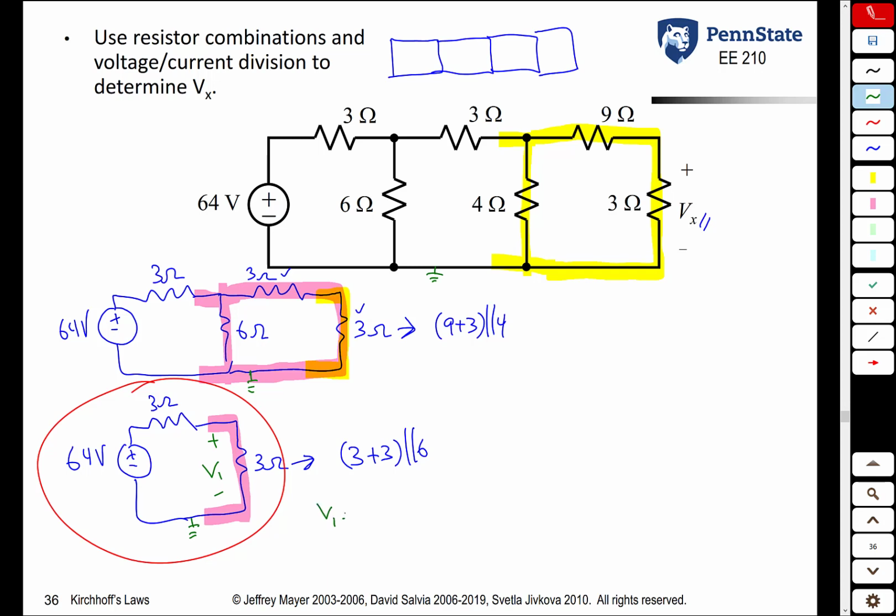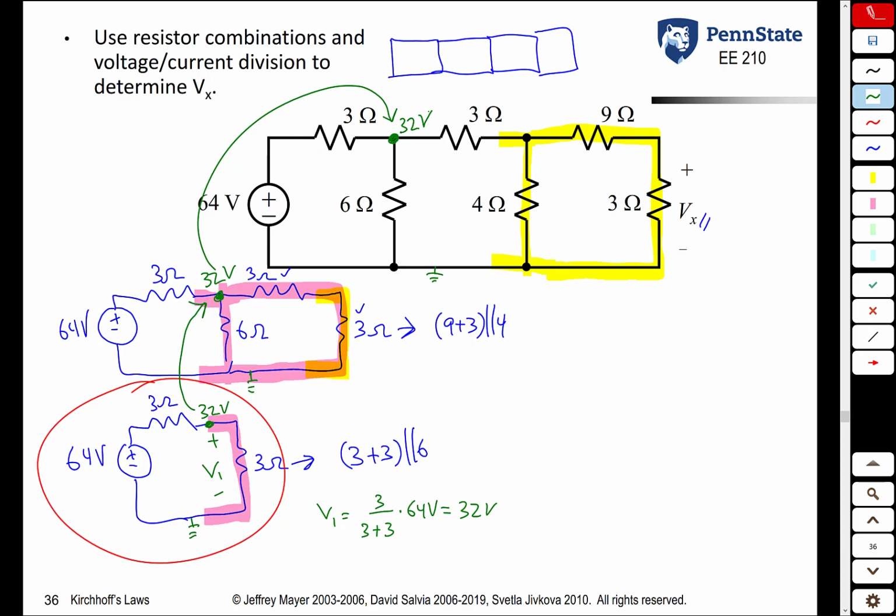From voltage division, V1 is 3 over 3 plus 3 times 64 volts, or 32 volts. That means the voltage at this node is 32 volts, but this node is the same as this node up here. So that voltage is also 32 volts.